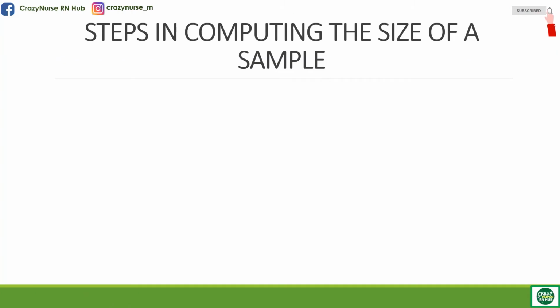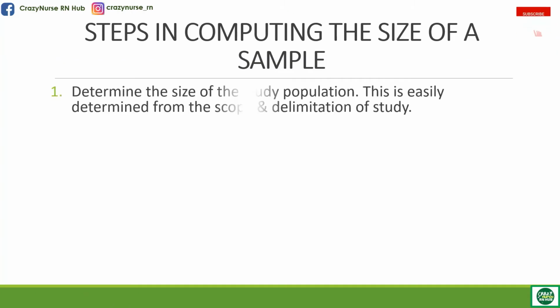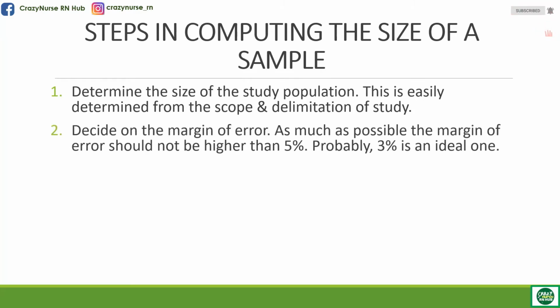Now let's proceed to the steps in computing the size of a sample. First, determine the size of the study population. This is easily determined from the scope and delimitation of the study. Second, decide on the margin of error. As much as possible, the margin of error should not be higher than 5%. Probably 3% is an ideal one.